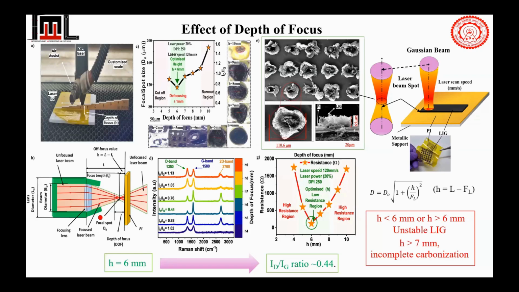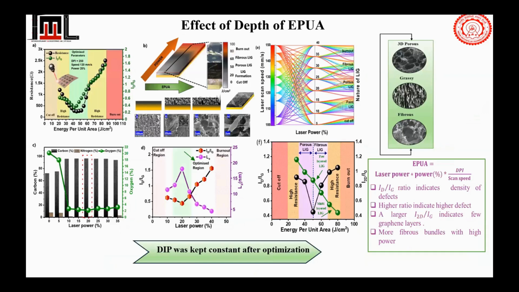So after optimizing speed, power, and DPI, that is 256, the next step was to consider that a person will not have the same laser power. For instance, I have a 100 watt laser. Someone might have a 50 watt laser. What should that person do? That person can control DPI and scan speed. Even if his power is less, he can control this ratio, and he can see in which region he has to remain.